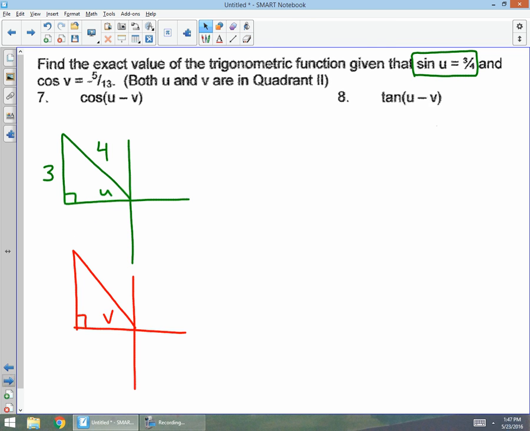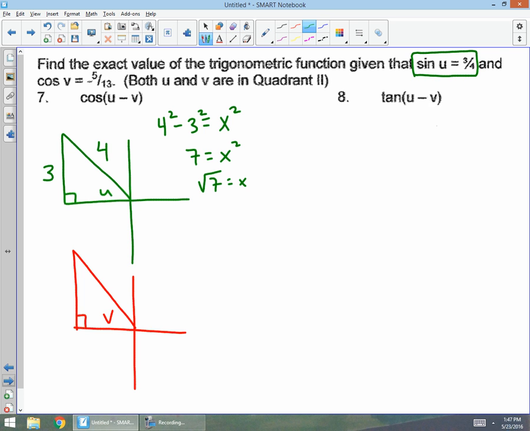We need to do the Pythagorean theorem and show our work on this one. 4 squared minus 3 squared equals the unknown side squared. So we get 16 minus 9, which is 7, equals x squared. So this is actually the square root of 7.